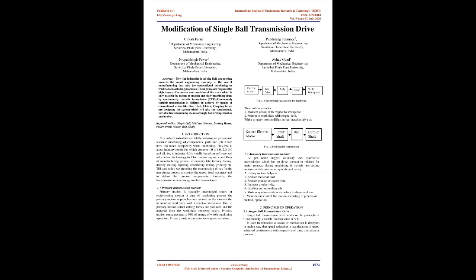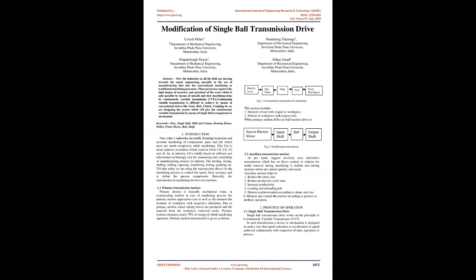1. Introduction. Nowadays industries are totally focusing on precise and accurate machining of components, parts, and jobs which have too much complexity while machining. This era is about the industrial revolution which has come to 4.0, from 1.0, 2.0, 3.0, and so on. Industry 4.0 is totally based on software and information technology tools for monitoring and controlling manufacturing processes in industry like turning, facing, drilling, milling, tapering, chamfering, boring, grinding, etc. Till date we are using transmission drives for the machining process to control the speed, feed, accuracy, and to define the precise components.